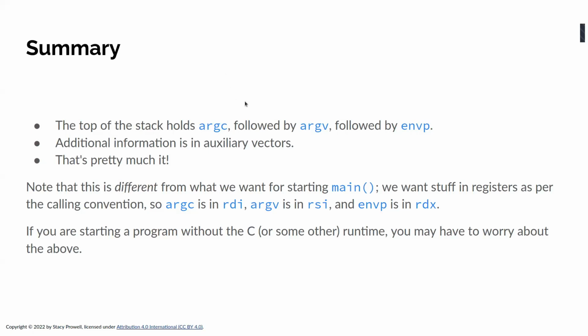Now, this is different from what we want when we start main, right? When we start main, we want stuff to be in registers because that's what the calling convention says we're supposed to have. So we want, like it said in the homework, argc to be in RDI, argv to be in RSI, and envp to be in RDX. That's where the third argument goes, right? If you think it's not logical for it to be RDI, RSI, it's not. It's just the random order that they're in.